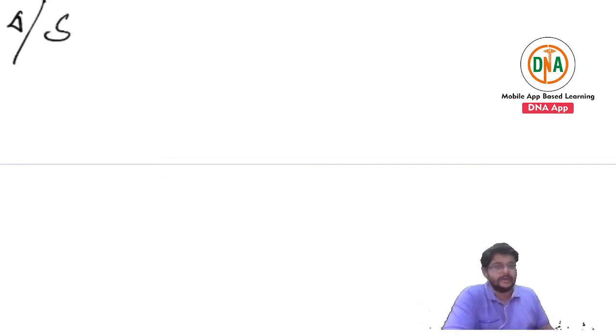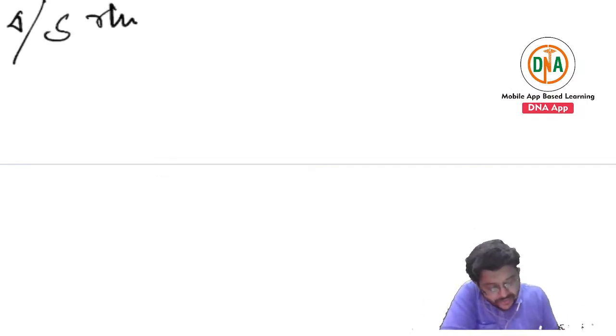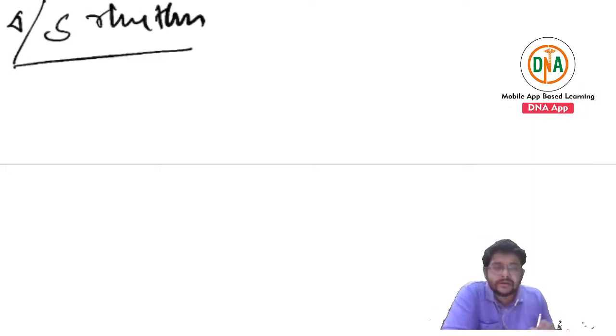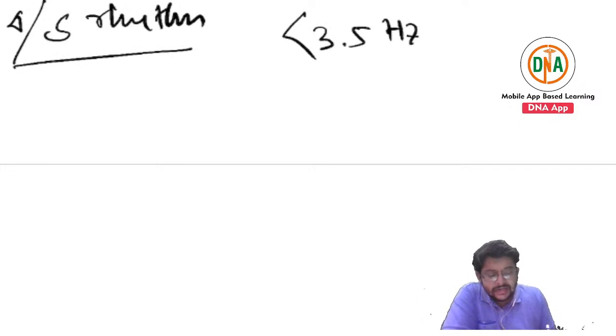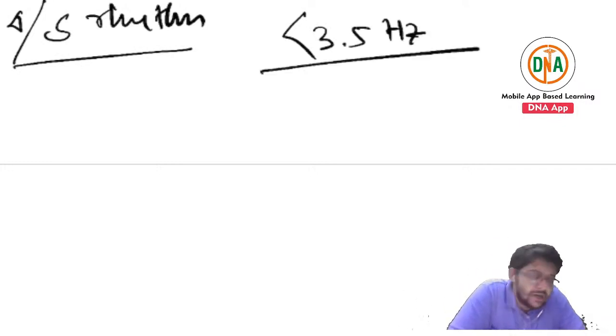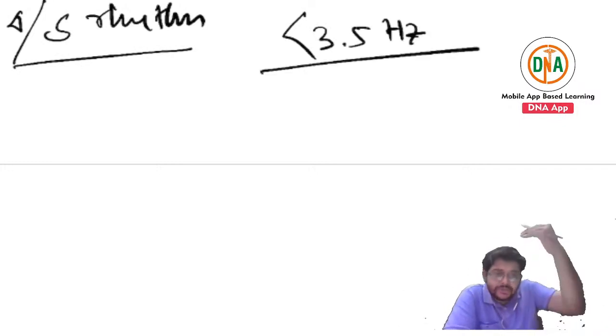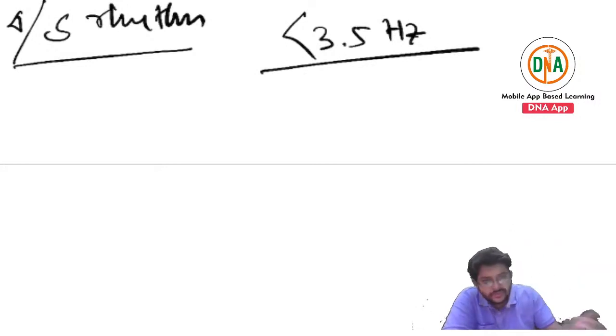Then we move into delta rhythm. There are two ways we can write delta. Remember, delta rhythm has very low frequency. Its frequency is less than 3.5 Hz. That means its amplitude will be very high. Just the opposite, inverse relation.